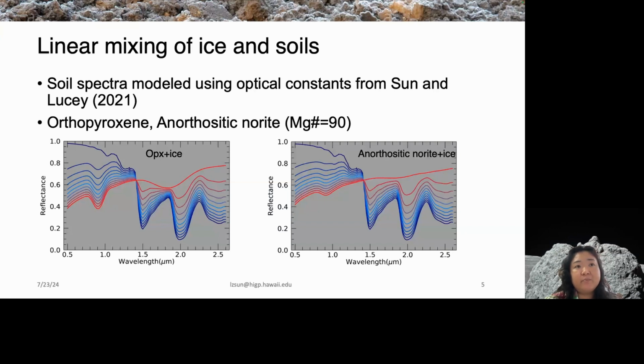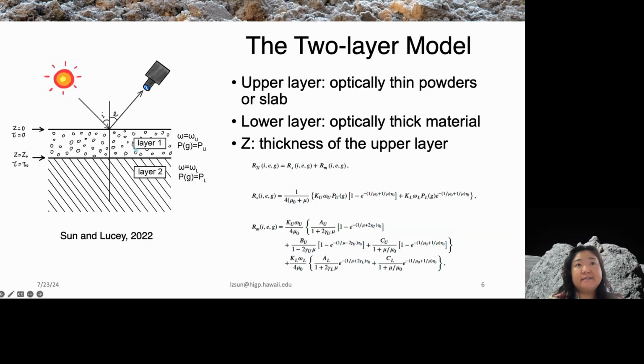You can see that most of the small features of the ice at 1.0 and 1.25 sort of disappear as the soil content increases. But those absorptions at 1.5, 2.0, 2.5 microns still have a relatively deep absorption, even when there's only 10% of ice involved. And also, when there's only 10% of soil included in the mixture, the 0.9 pyroxene absorption is still kind of significant.